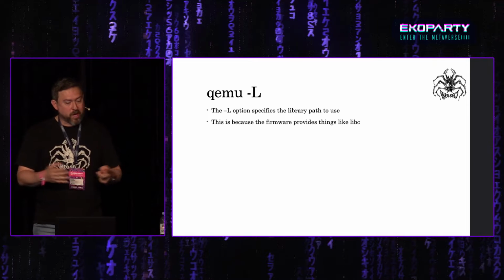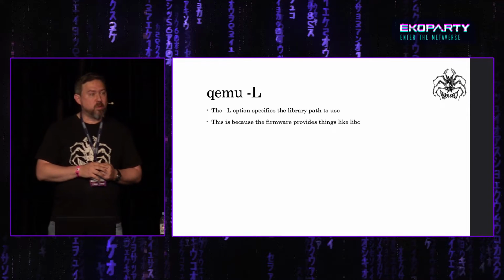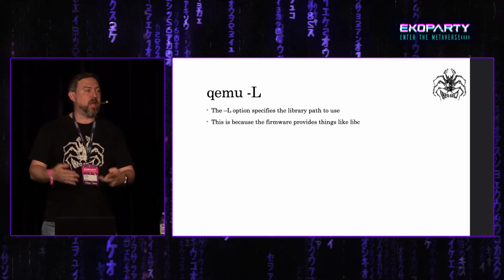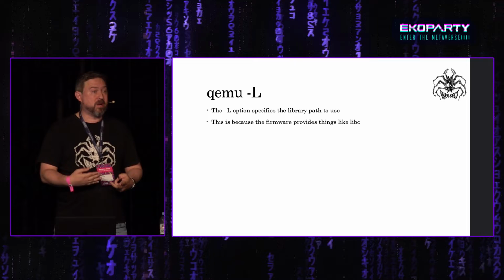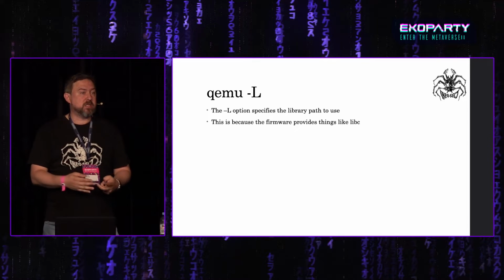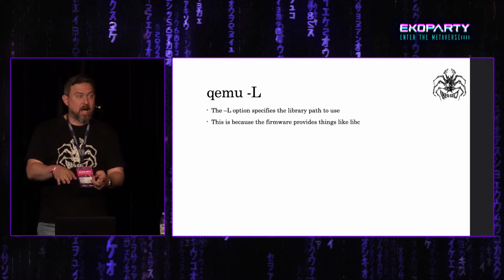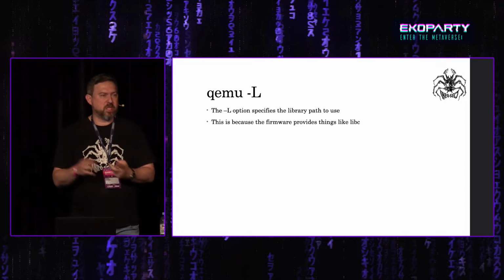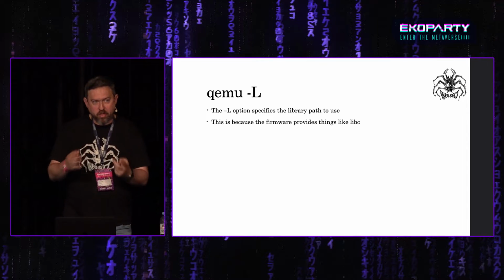Again, just to reiterate, the -L option specifies the library path so that when the binary you're emulating, say bin/ls, uses uClibc, it knows how to load that library correctly. So that's why you need to use that -L option. Most binaries on these systems, to start with, are going to be dynamically linked, but there are obviously statically linked ones as well that don't need this option.